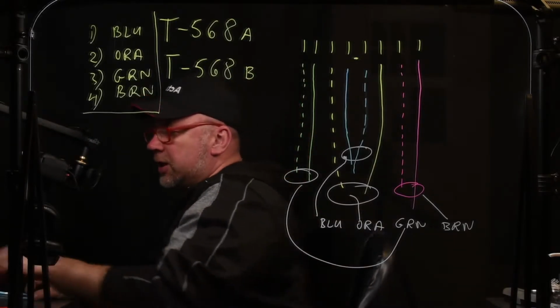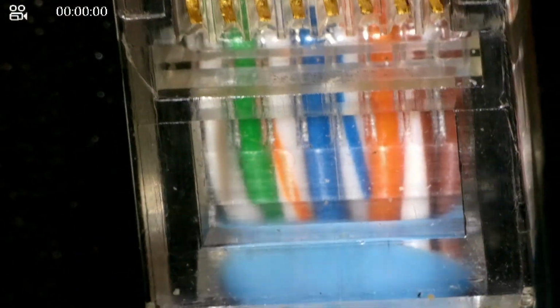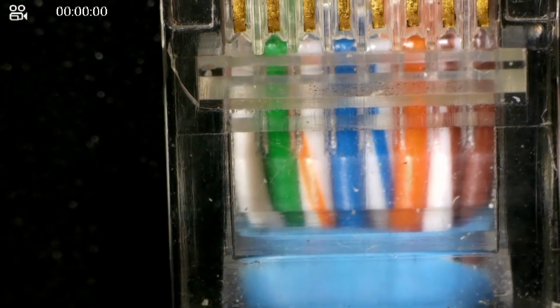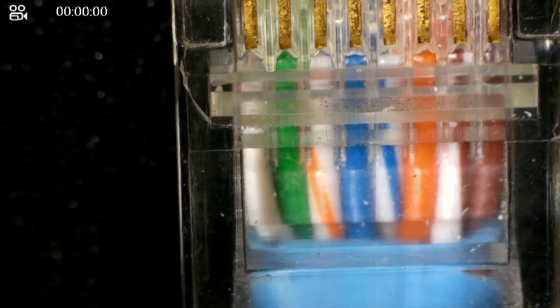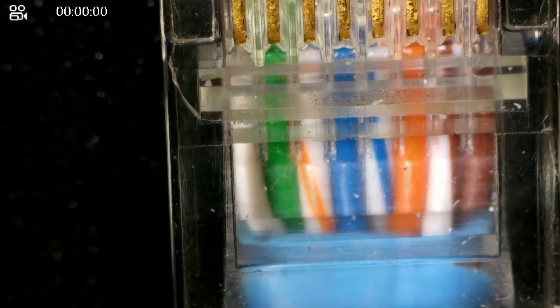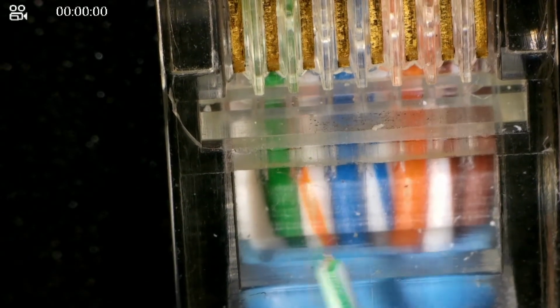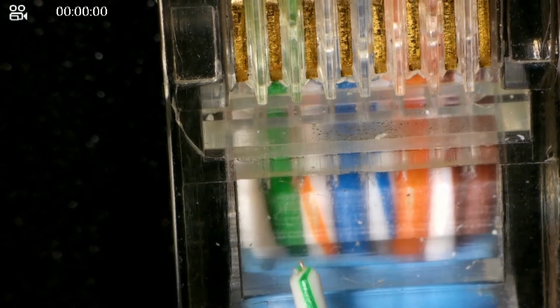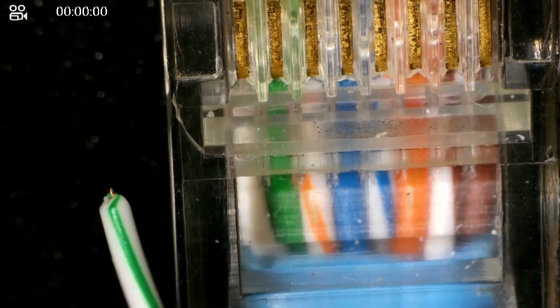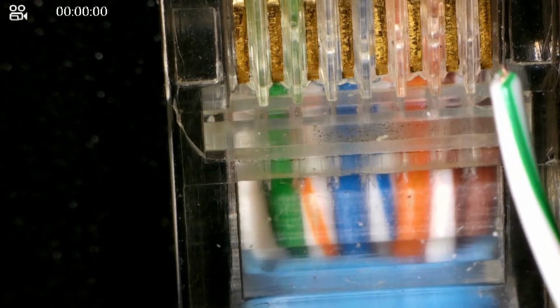Now let's take a look at the jack under the microscope. Here's the microscope view. What do we see? Okay, so we have the blue pair right in the middle. Let me just get something to point with. Then there's orange around it, and then there's green, and then there's brown.